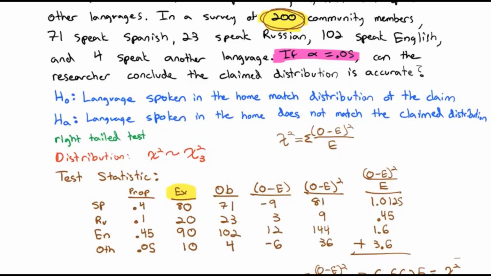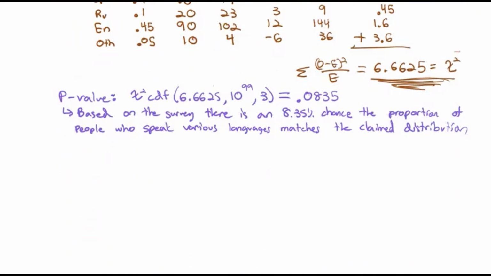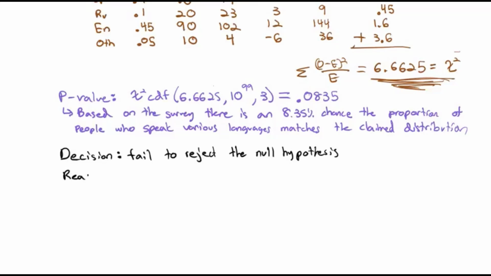In other words, we will believe the claimed distribution all the way down to 5%. We only have an 8%, or we still have an 8%, so we're still going to believe that null hypothesis. Our decision is to fail to reject the null hypothesis. And the reason for that decision is because our p-value is bigger than alpha. There's enough evidence to still believe the null hypothesis. Specifically, the p-value was 0.0835, which is bigger than alpha, which was 0.05.